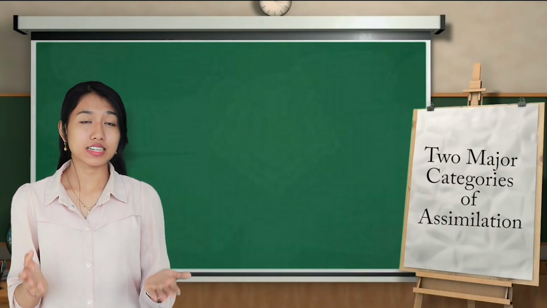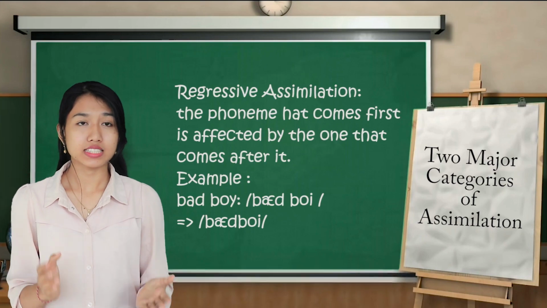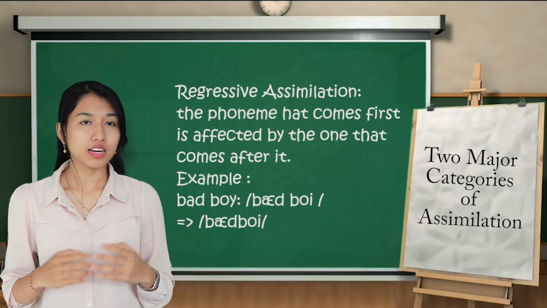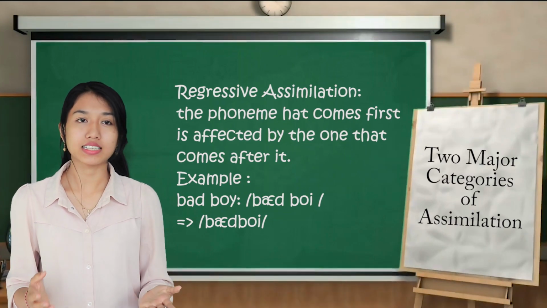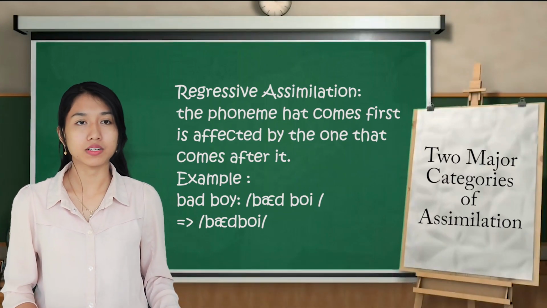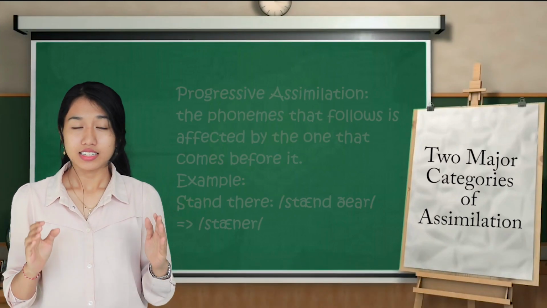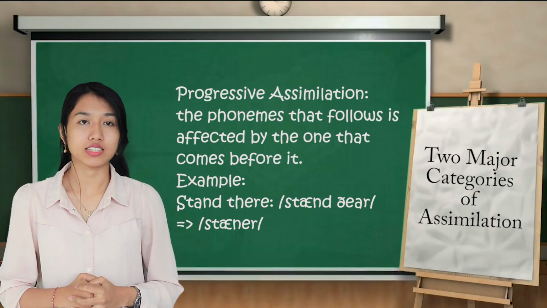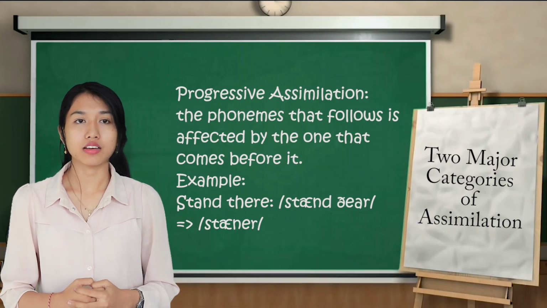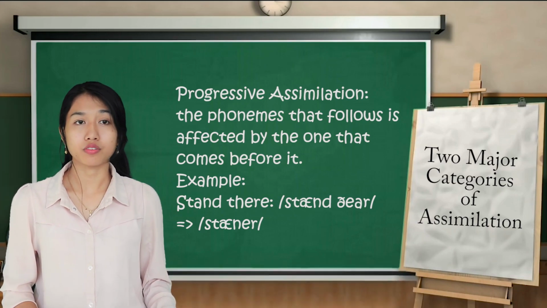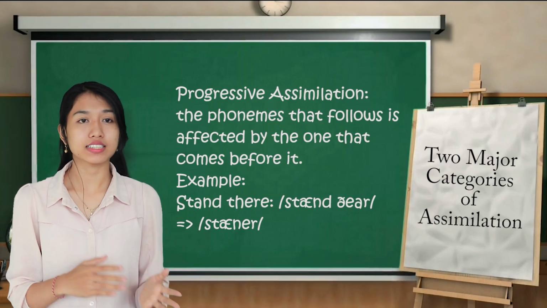There are two major categories of assimilation. The first is regressive assimilation. The phoneme that comes first is affected by the one that comes after it. For example, bad boy. And then the second is progressive assimilation. The phoneme that follows is affected by the one that comes before it. For example, stand here or stand there.